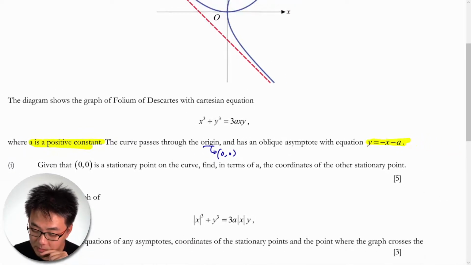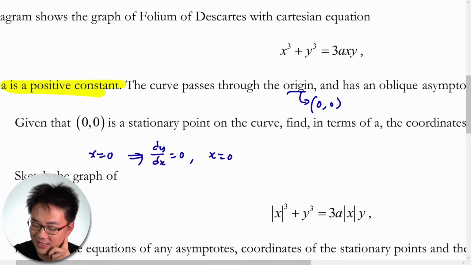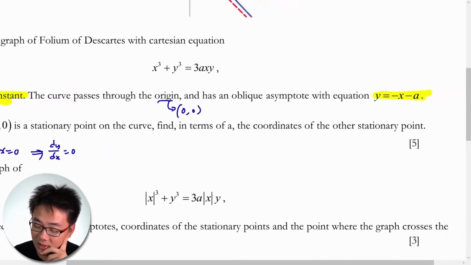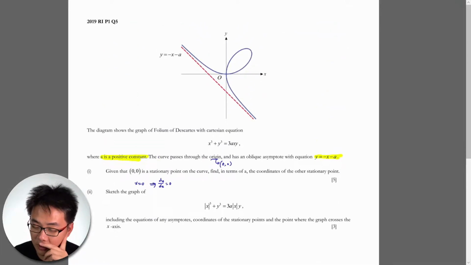Then, given that this is a stationary point, it means dy/dx equals 0 when x equals 0. I'll be pedantic about it. We are asked to give, in terms of a, the coordinates of the other stationary point. Let me see whether I have enough space for this.